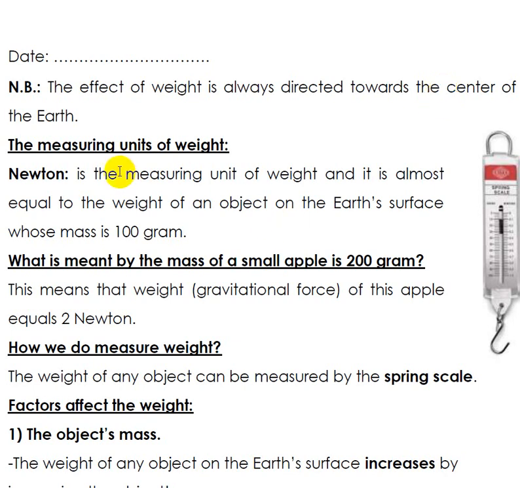Then we have the measuring units of weight. It's not kilogram. The measuring unit of weight, again, not kilogram, not grams, it's Newton. So what is a Newton? Newton is a measuring unit of weight, and it's almost equal to the weight of an object on the Earth's surface whose mass equals 100 grams. I will tell you what exactly the Newton means.